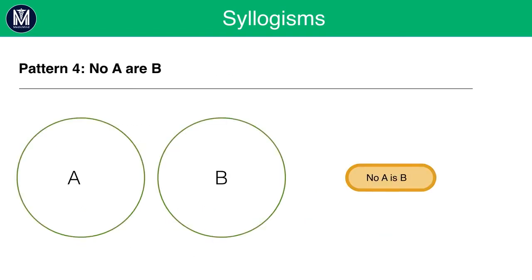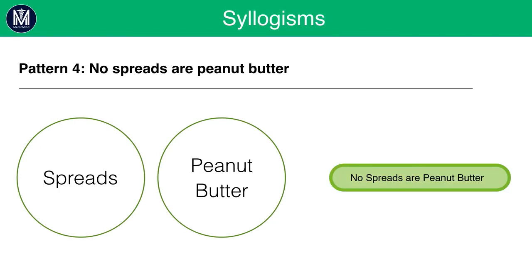Pattern 4, no A are B. Now this is the most simple pattern you'll get. If you know no A are B, then you know no A are B, it says it in the statement. So no spreads are peanut butter. We know that no spreads are peanut butter. This is the simplest question you can get. I highly doubt that you'll get a question as easy as this, but you never know.